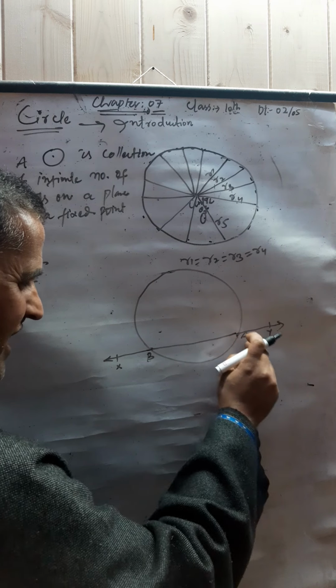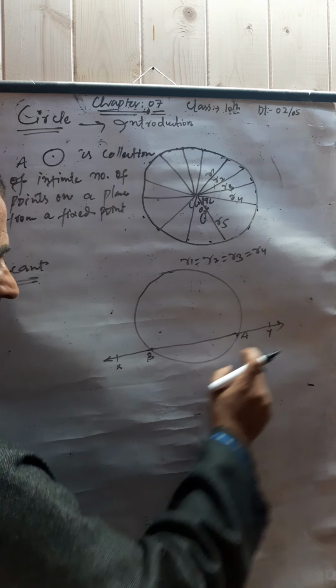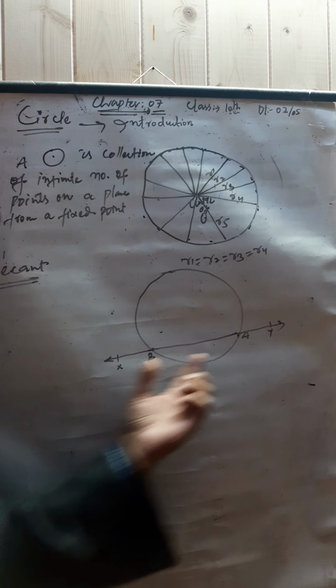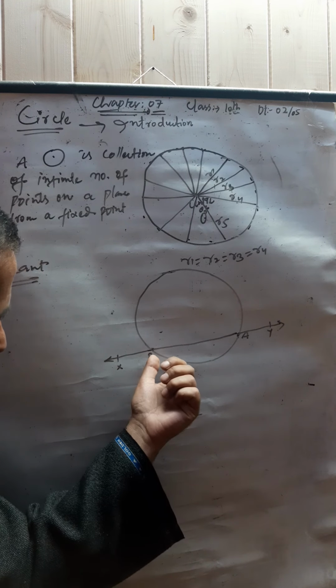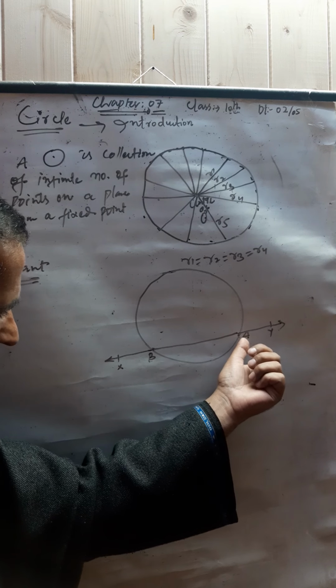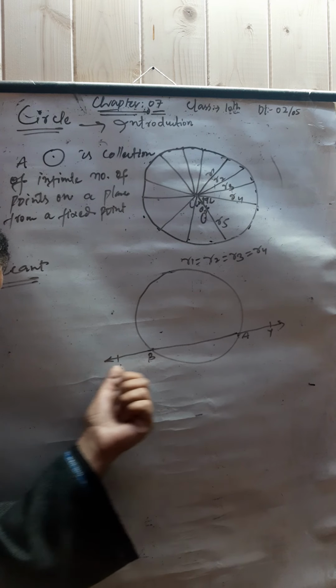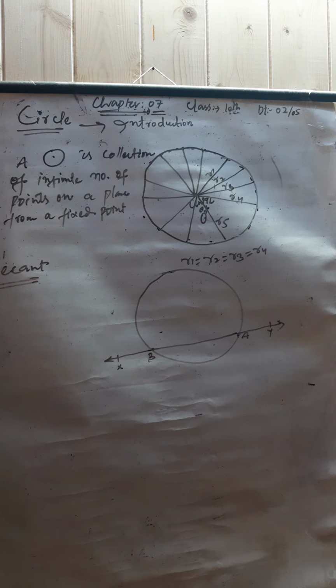Once it intersects two distinct points of a circle, we get a new term that is called the secant of a circle. So a secant is a line, here XY is a line which intersects the circle at two distinct points. Here it intersects the circle at point A and at point B. So this intersecting of the circle by a line is known as the secant of a circle.